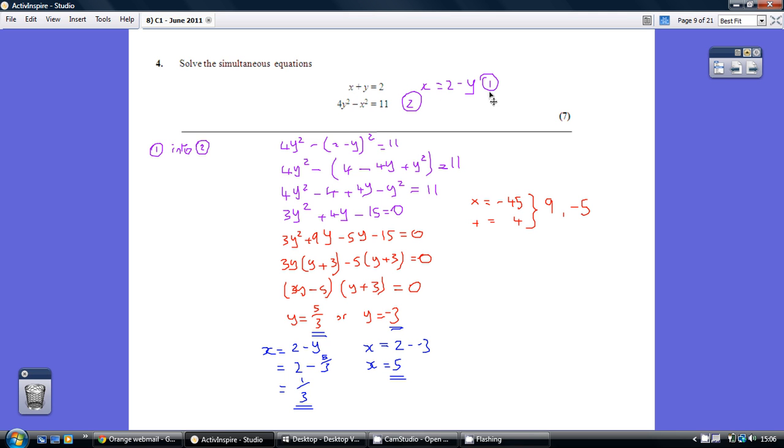So, calling this equation 1, we're now going to substitute this into the second equation, which I'm calling equation 2. So 4y squared minus, well, we replace the x by this equivalent of x, which is 2 minus y, and of course that's being all squared. So this is just a straightforward substitution. X has left the pitch and 2 minus y has come on, equaling 11.